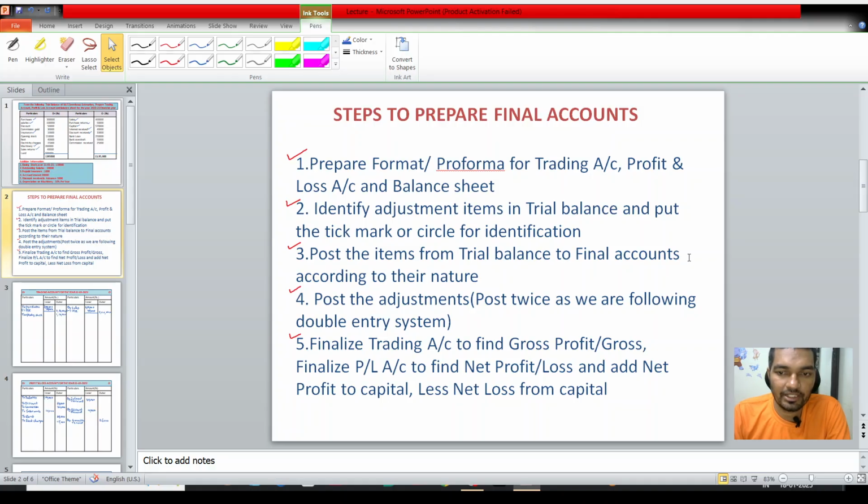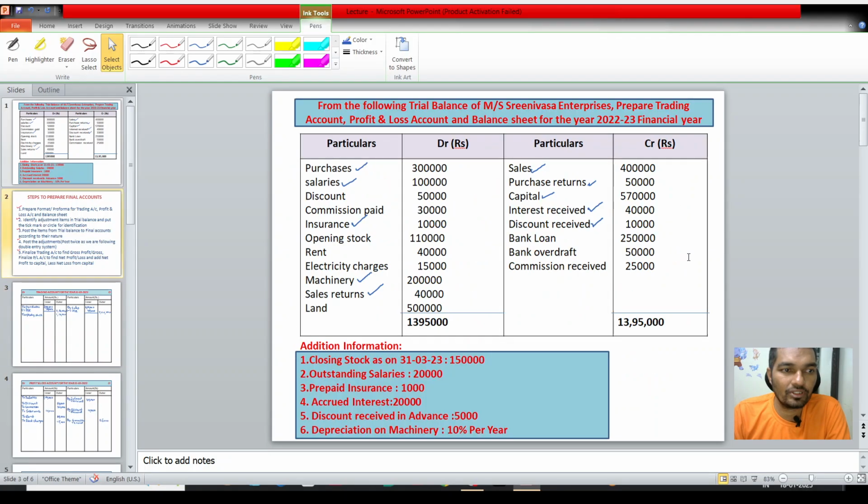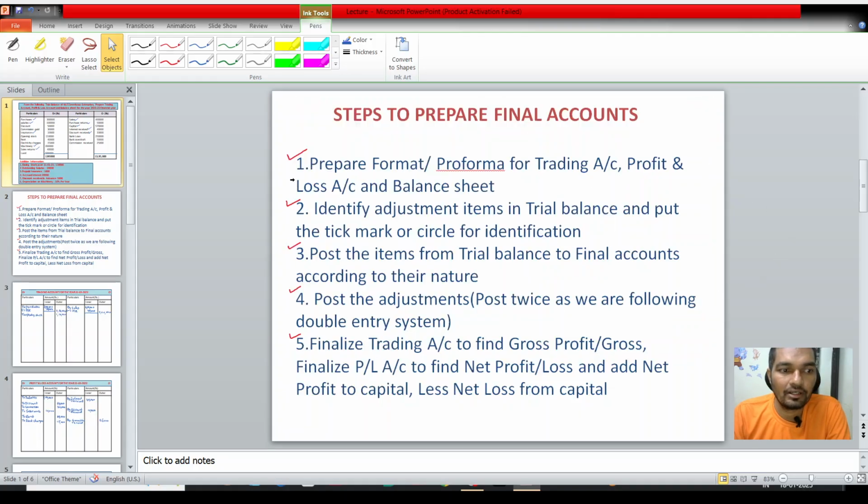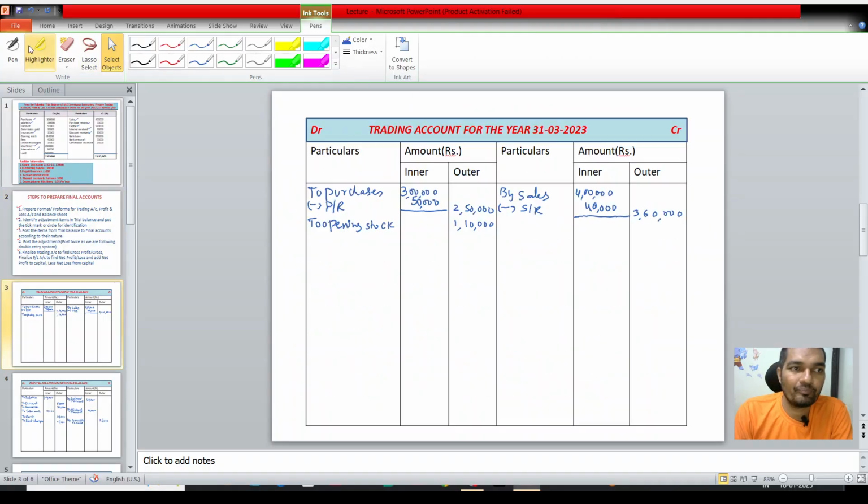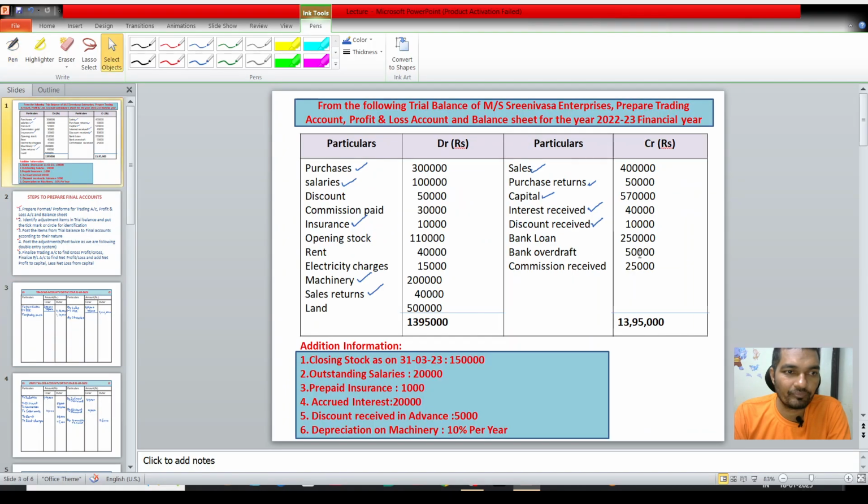Post the adjustment items in the final accounts. So we move to the sum. The first adjustment is closing stock. All of you, closing stock, what we need to do with that? First we need to show closing stock on the credit side of the trading account. The amount of closing stock 1,50,000.